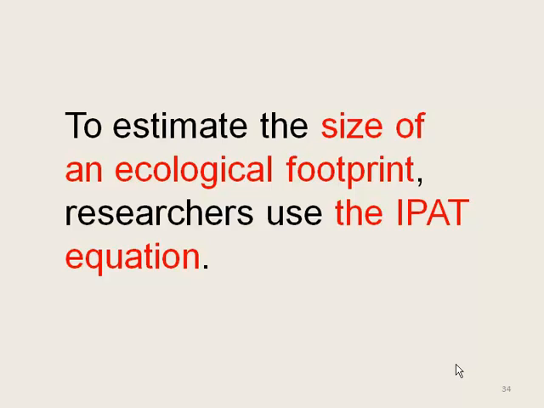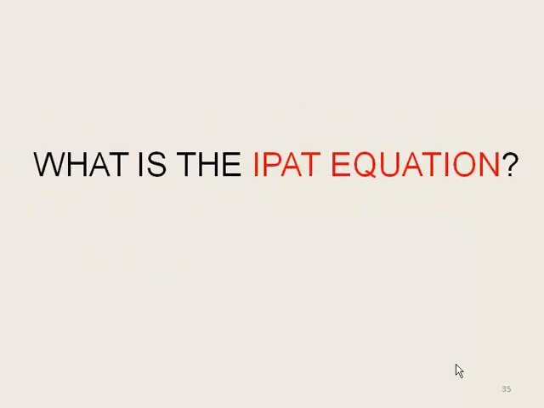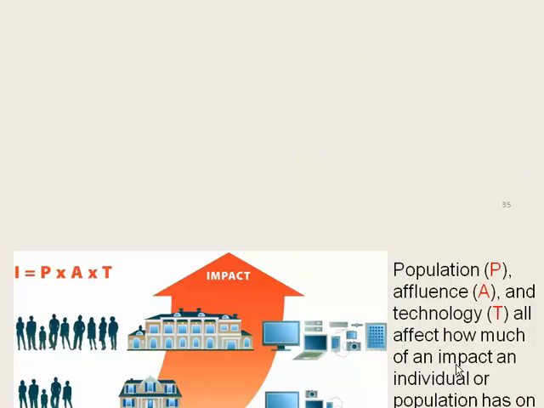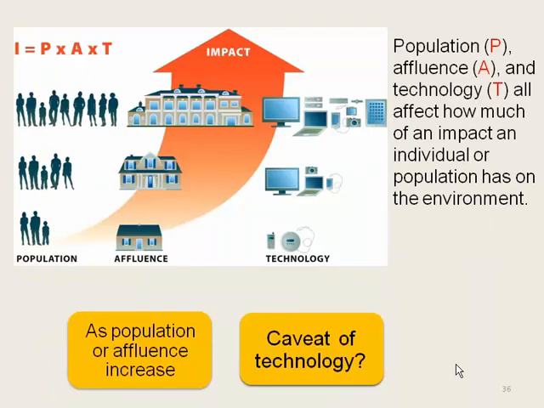In order to calculate or estimate the size of an ecological footprint for a given place or population, researchers often use what's called the IPAT equation. This equation is a simple quantification of the effects of the population size, their level of affluence, and technology, and how much those individually will impact an individual or population and its footprint on the environment.